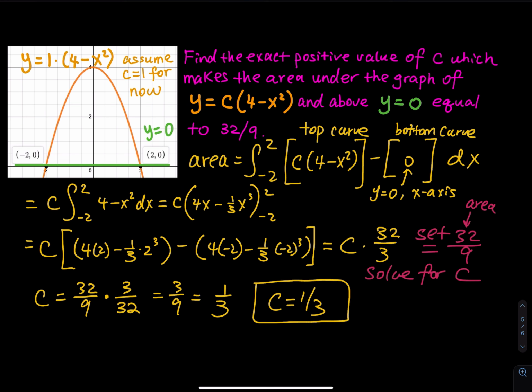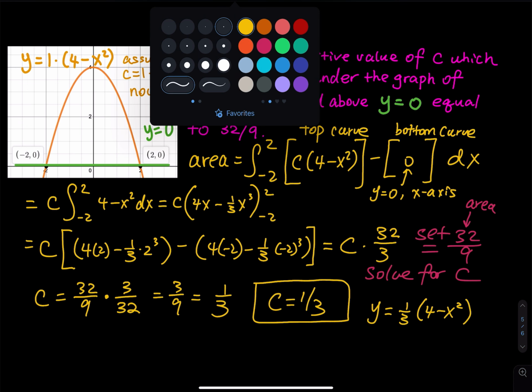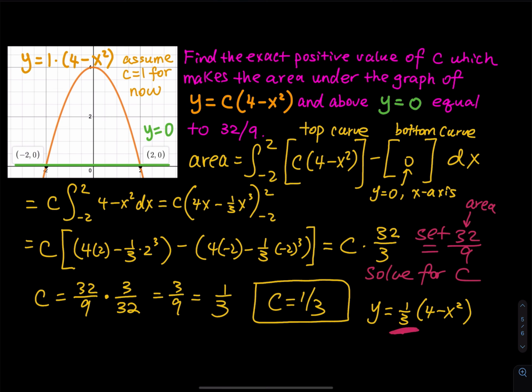And then how do you know this is right? Okay, so for the function, just do y equals 1/3 times 4 minus x squared, and then you can graph this and find the area. I would just plug this in here. This is a 1/3, right? Just plug it in right over here, and then evaluate the integral again. You will get the area equal to 32 over 9.